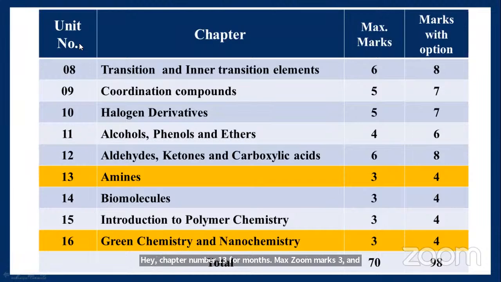Chapter number 14, biomolecules, maximum marks 3 and marks with option 4. Chapter number 15, introduction of polymer chemistry, maximum marks 3 and marks with option 4. Then last chapter, green chemistry and nanochemistry, maximum marks 3 and marks with option 4. In this way, maximum marks for chemistry is 70 and marks with option in the paper include 98 marks.